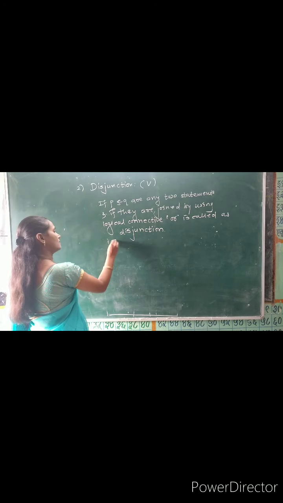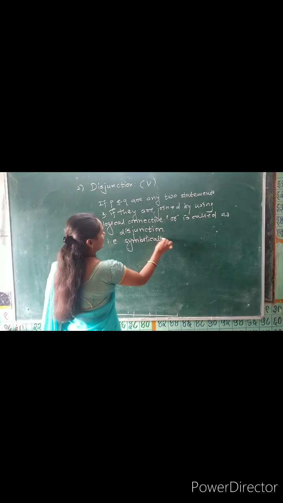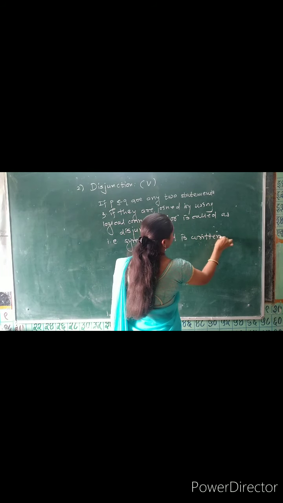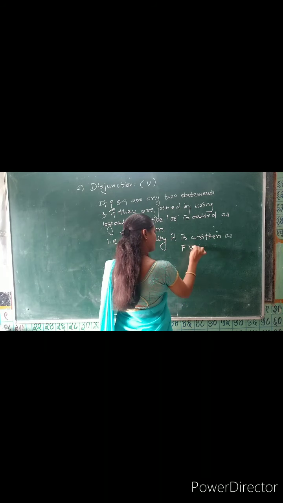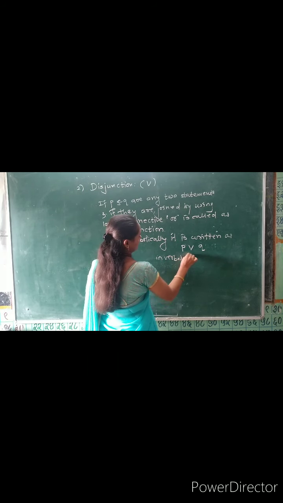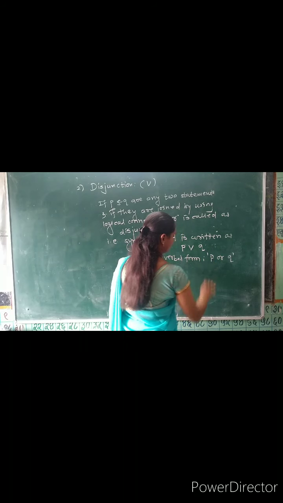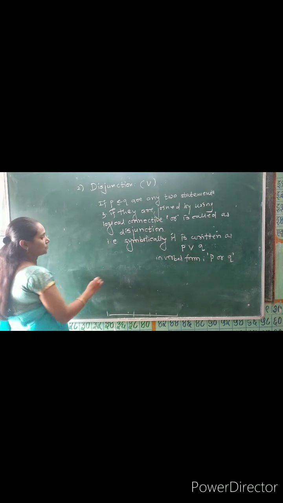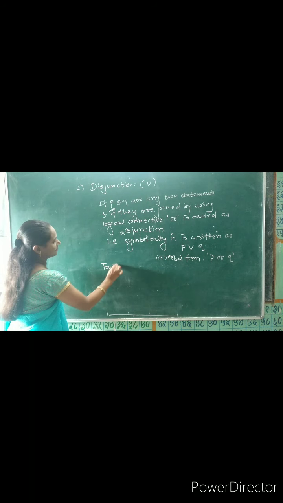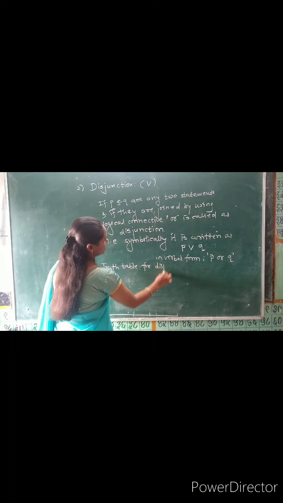Symbolically it is written as P or Q, in verbal form P or Q. Now we will see the truth table for the disjunction.